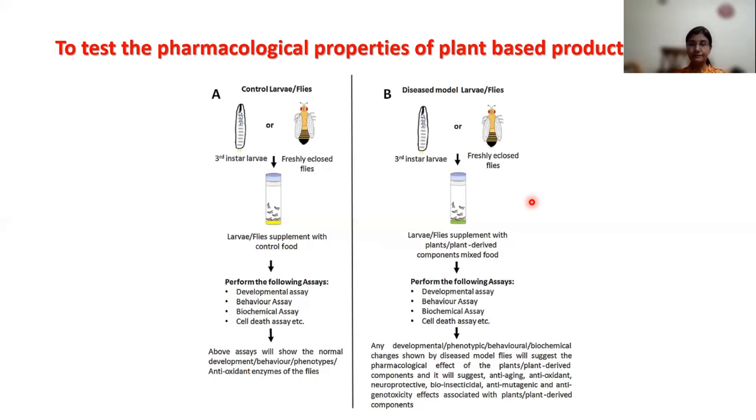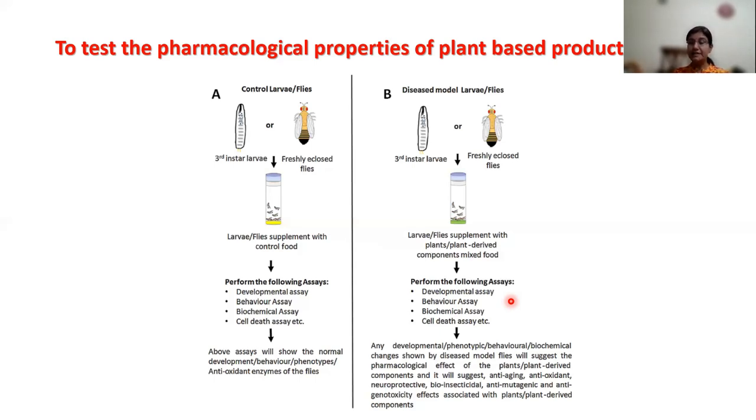So if we are studying any kind of plant-based product as a supplement, we can perform different assays here. We can perform the developmental assays, the behavior assay, biochemical assay, and cell death assay. In the developmental assay, we can do the survivorship assay. This assay is very helpful in search of a life extension activity associated with the plant-derived components.